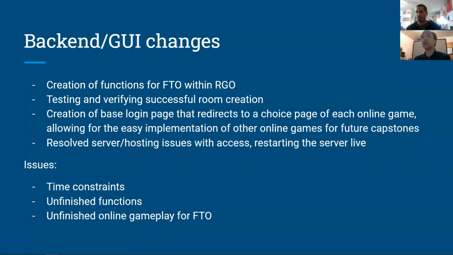The backend GUI changes. We had the creation of the functions for the FTO within the RGO server. Testing and verifying a successful room creation we achieved. We also created a login base, which we called the choice page, and it has access to all the online games. And this is for future capstone teams that are working on this project. Instead of having to implement their own server, they will be able to just redirect it from this page to their project, which is a huge milestone for a speed bump that we had come in contact with.